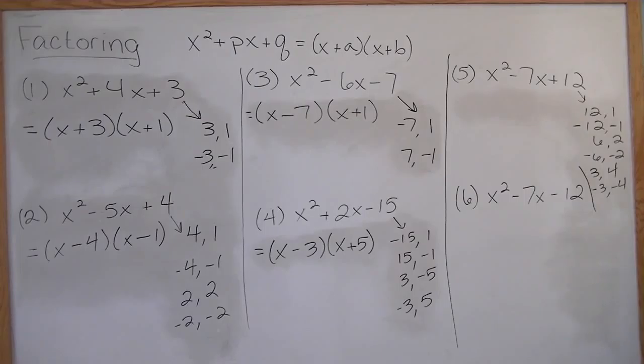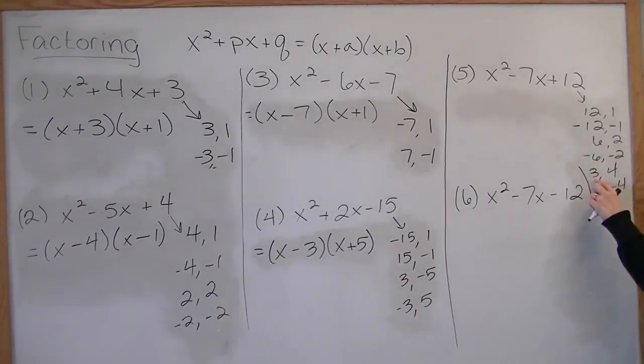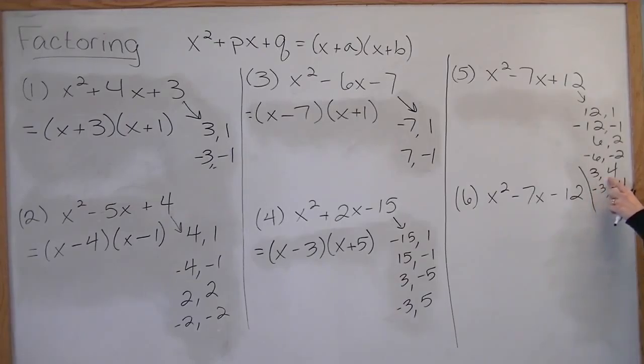So if you're getting comfortable with this and you can see immediately which one is correct, that's fine. I'm going to go through and add them all, make sure I know which one is right. So 12 plus 1 is 13, that's no good. Negative 12 plus negative 1, negative 13, no good. 6 plus 2 is 8, not what we're looking for. Negative 6 plus negative 2, negative 8, still not what we're looking for. 3 plus 4 is 7, still not what we're looking for because we want a negative 7. But negative 3 plus negative 4 will give us negative 7.